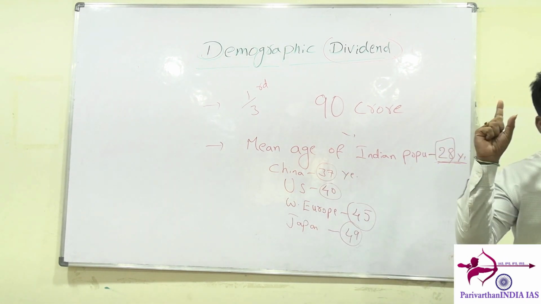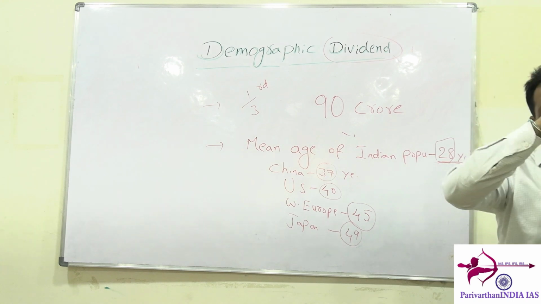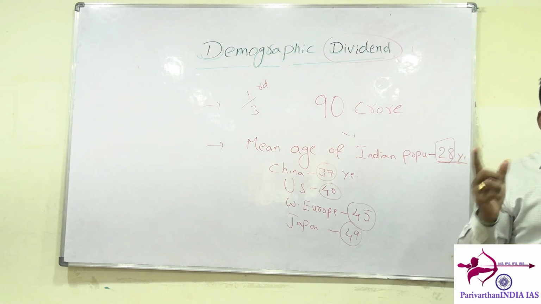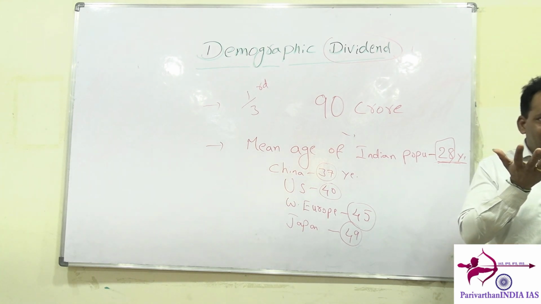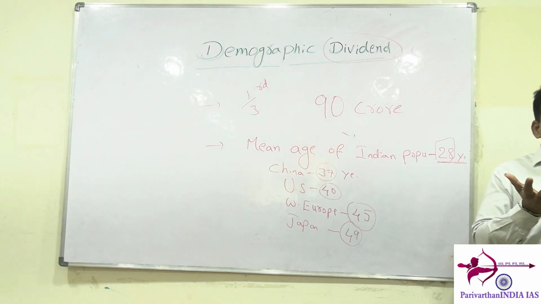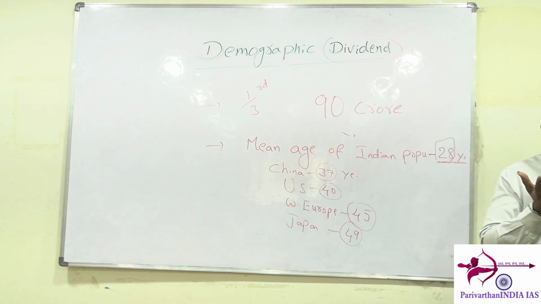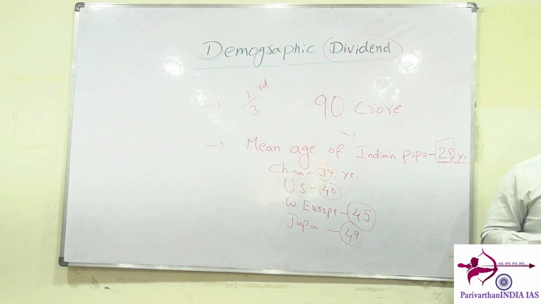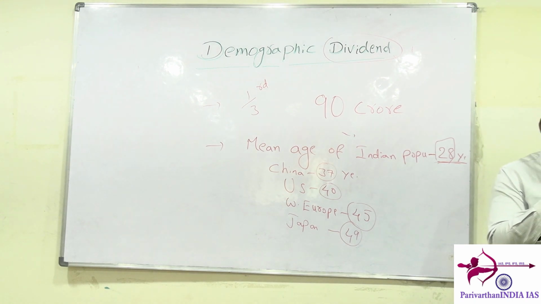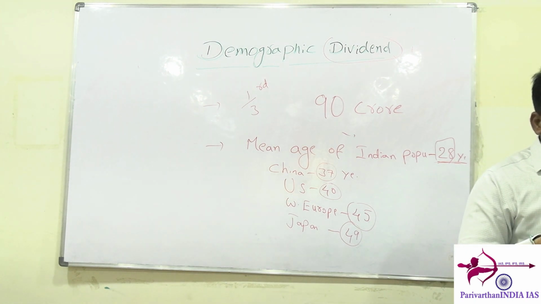If you look at the globe, the Indian working age population is increasing rapidly. At the same time, the working age population is rapidly declining across the globe. So you can understand the important opportunity for India now.